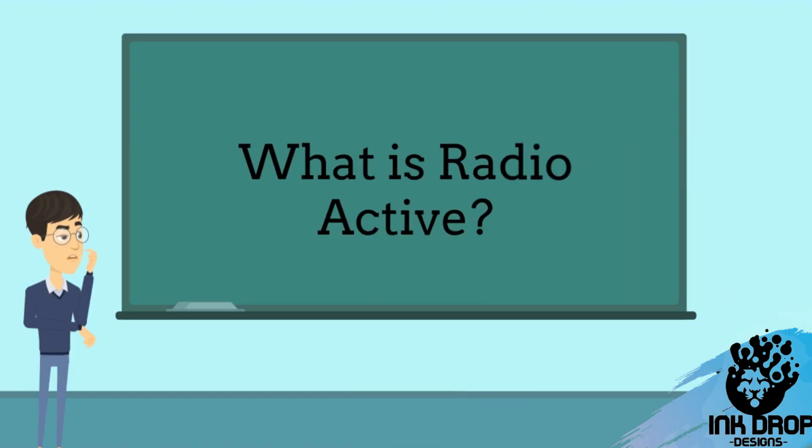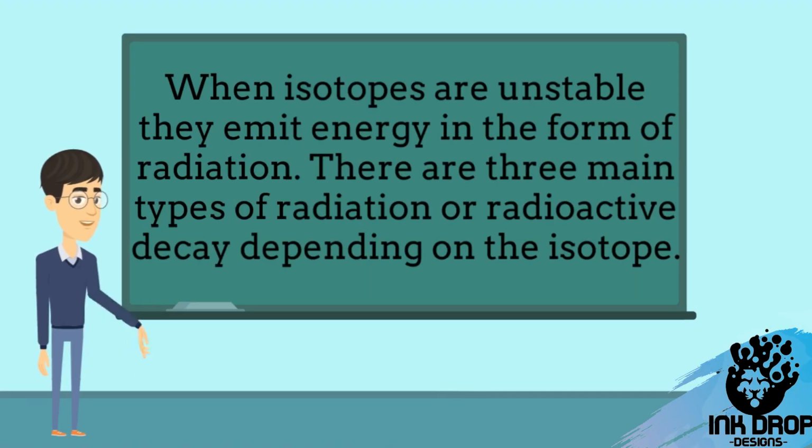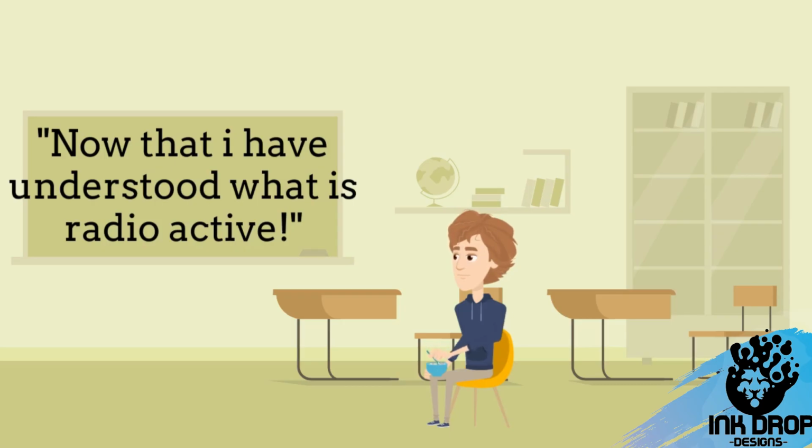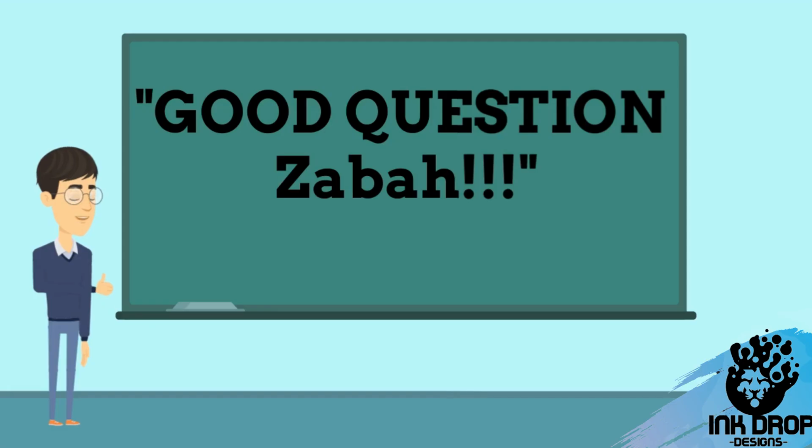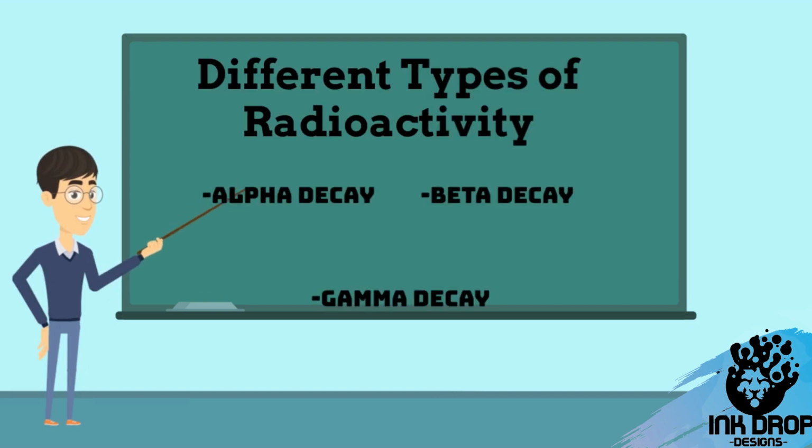What is radioactive? When isotopes are unstable, they emit energy in the form of radiation. There are three main types of radiation or radioactive decay depending on the isotope. Now that I have understood what is radioactive. But sir, what are the types? Good question. Different types of radioactivity: alpha decay, beta decay, gamma decay.